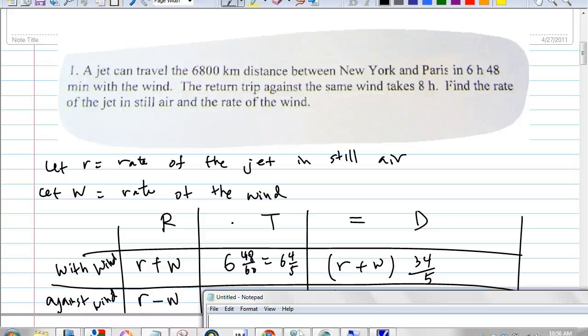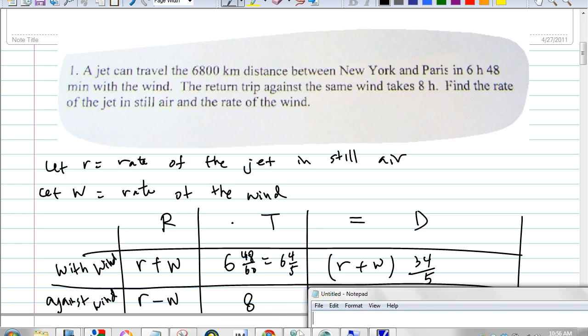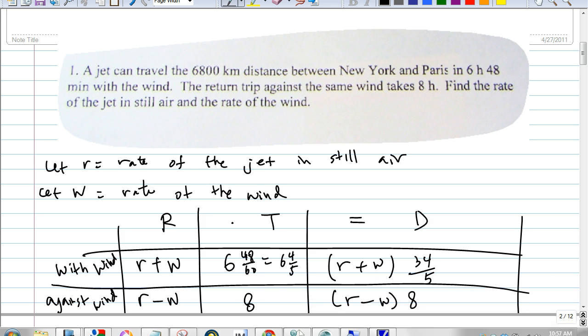Against the wind? Okay. It is, Jennifer? 8. So, what is then the distance that I've traveled? It is? Yeah. R minus W times 8. So there you go. This is how we fill out the chart, right? Because rate times time gives you the distance.